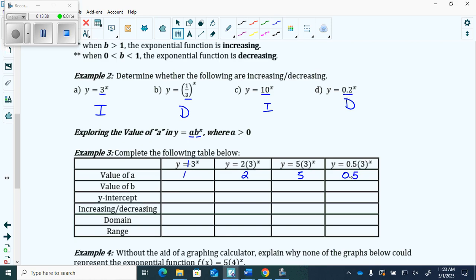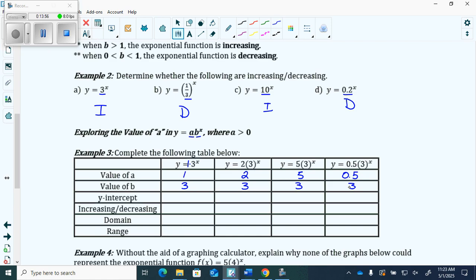Okay, then we're going to talk about b values. What are the b values for every one of these? 3. They're all tripling. They're all exponential growth graphs. They're all increasing. The only thing that's changing is the a value.